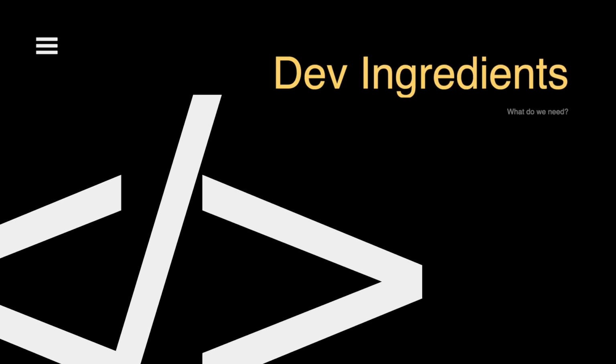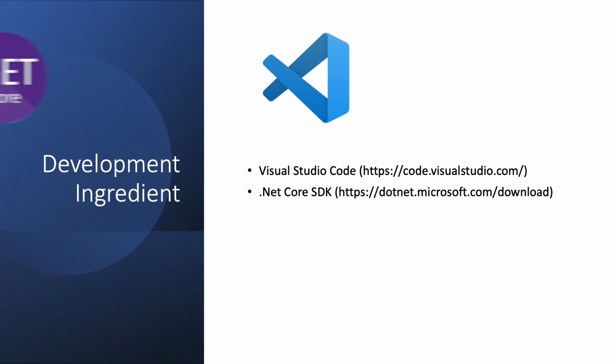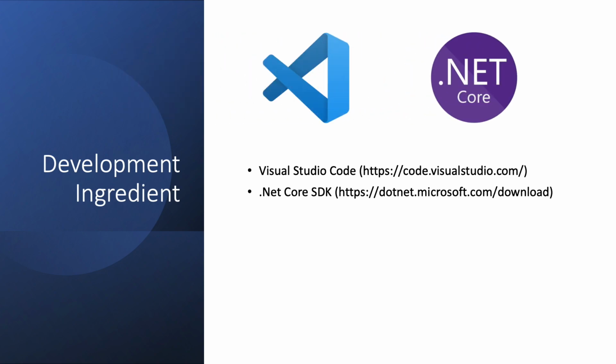So, what are the ingredients? Basically, we need two things: Visual Studio Code, which can be freely downloaded through the link that's available on the screen. I'll also add those links in the description down below. As well, we need the .NET Core SDK, which can also be freely downloaded through the links.